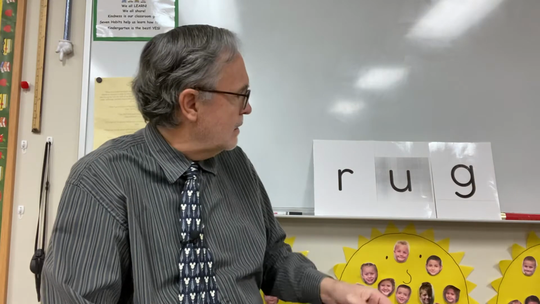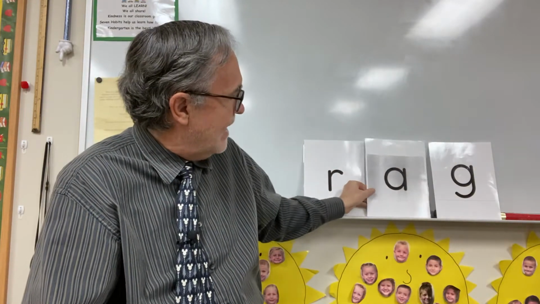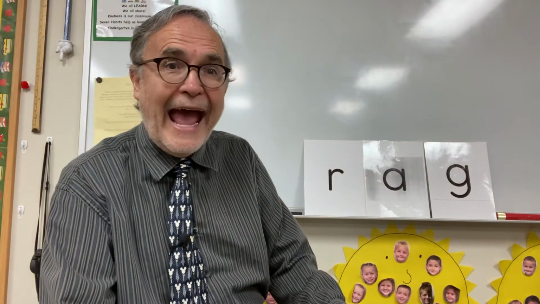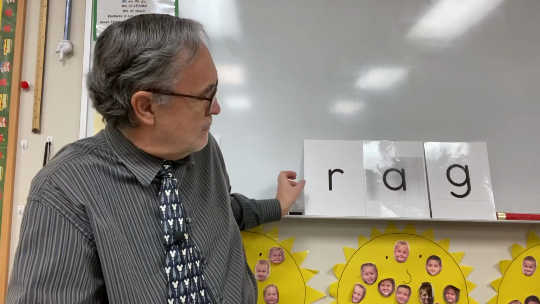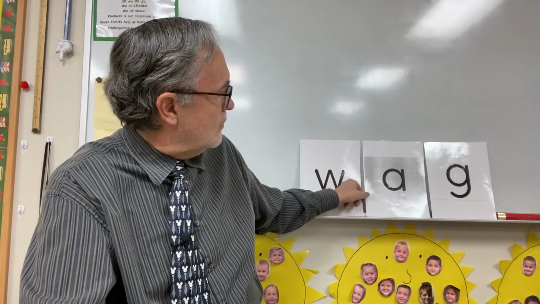Now I'm going to change rug to rag, rag. So I'm going to take away the U and put in a, rag. Okay. Now I'm going to change rag to wag. Wag. Let's take away the r sound and put in w. Wag. Now I'm going to change wag to wig. Wig. Take away the a. Put in I.